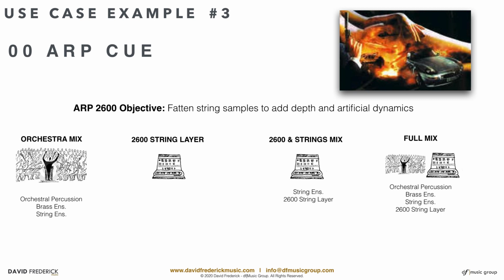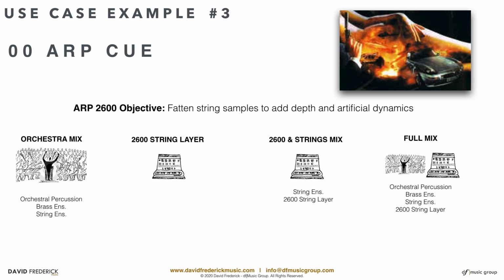So pretty cool. So there's an example of using the 2600 to just kind of sweeten up a particular part. And again, it doesn't have to be strings. It could be anything, right? It could be doubling a bass line. It could be doubling a guitar line, whatever it may be. But using that instrument, i.e. the 2600, in a manner that maybe is a little bit different than you would normally use it.